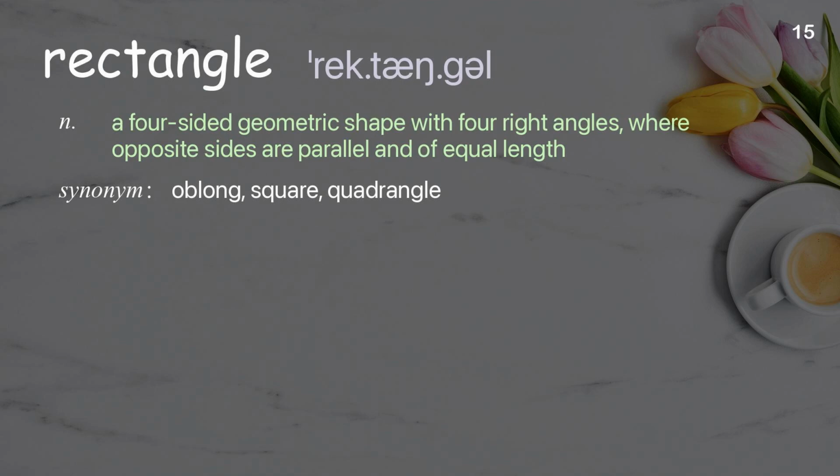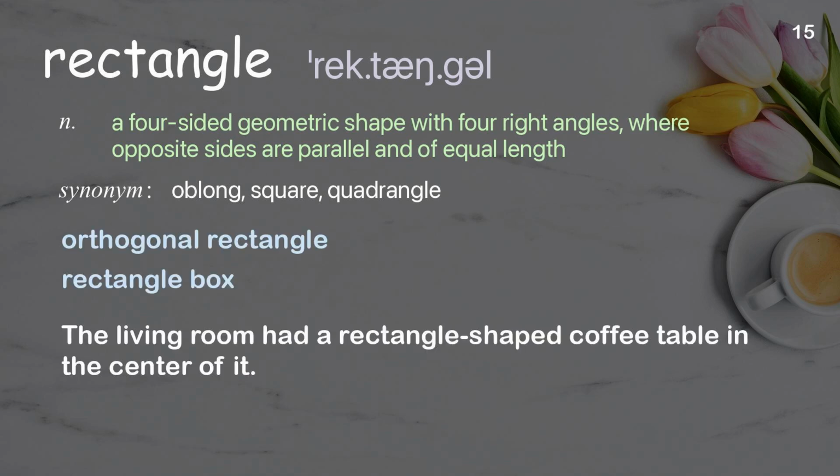Rectangle. A four-sided geometric shape with four right angles, where opposite sides are parallel and of equal length. Examples: Orthogonal rectangle. Rectangle box. The living room had a rectangle-shaped coffee table in the center of it.